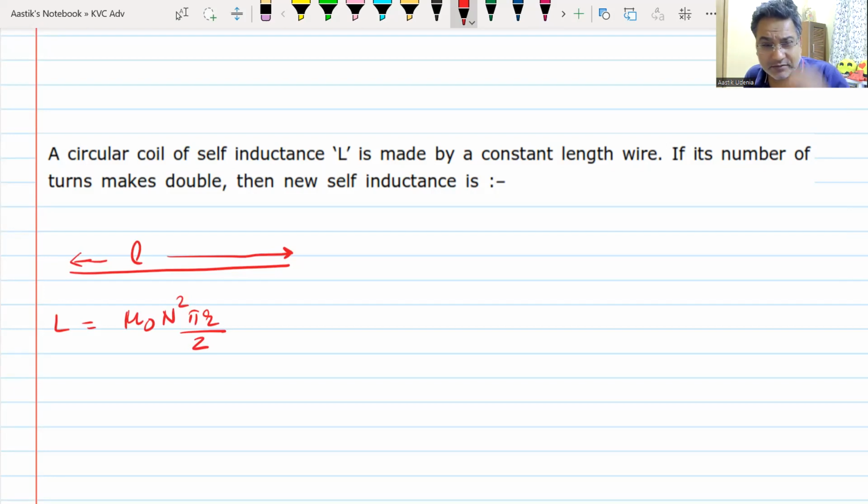If I say that the number of turns here is 1, so what will be the radius of this coil? What will be the radius of this coil?